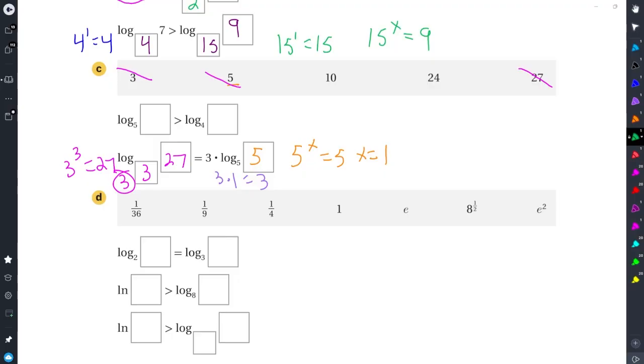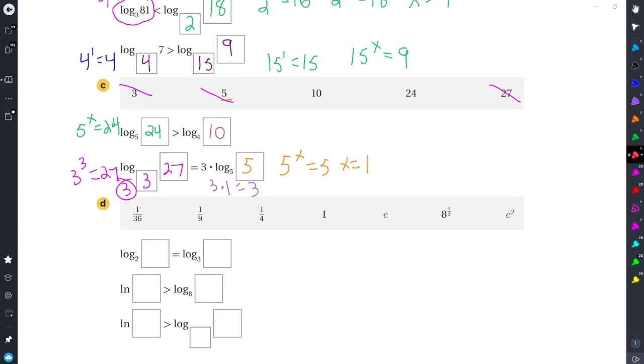Now I want the left side to be bigger than the right side. Well, if I put log base 5 of 24, that's 5 raised to what power is 24? That's almost going to be 2 because 5 to the second power is 25. So this is close to 2. And then that means the 10's got to go here. We have log base 4, or 4 to some power equals 10. Well, that's got to be bigger than 1, but less than 2 because 4 to the second power is 16, but it's further away. It's not 1 away like the left side is. So that would be a viable answer.